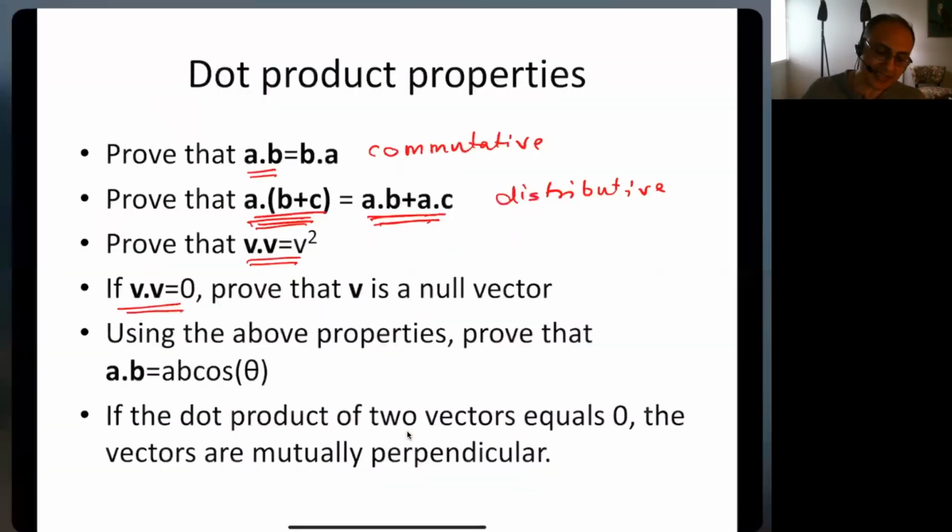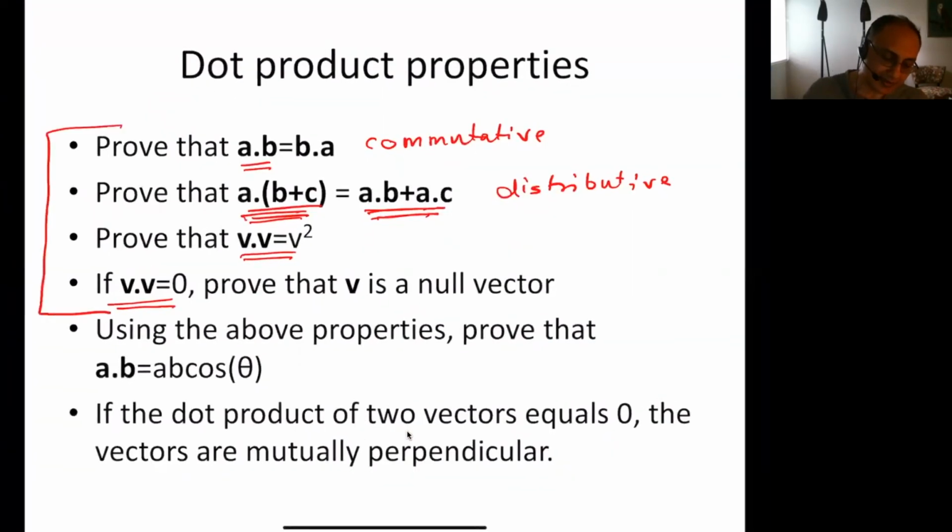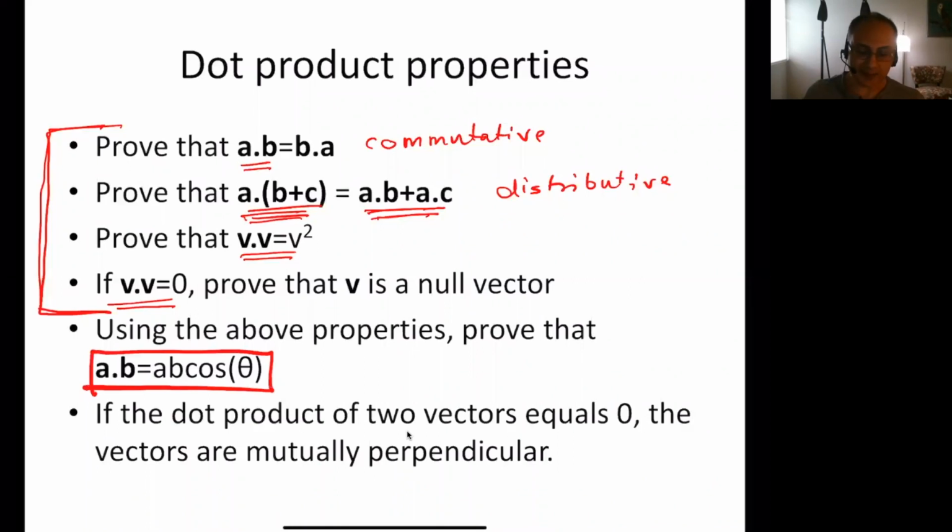Now, using these properties, you can prove the geometrical formula for the dot product amazingly. Just based on these properties, suppose you didn't know anything about the geometric formula for the dot product, it actually follows from these properties. And this proof is really beautiful. I don't normally do that many mathematical proofs in physics 1, but this proof is so beautiful that I can't resist showing it to you.